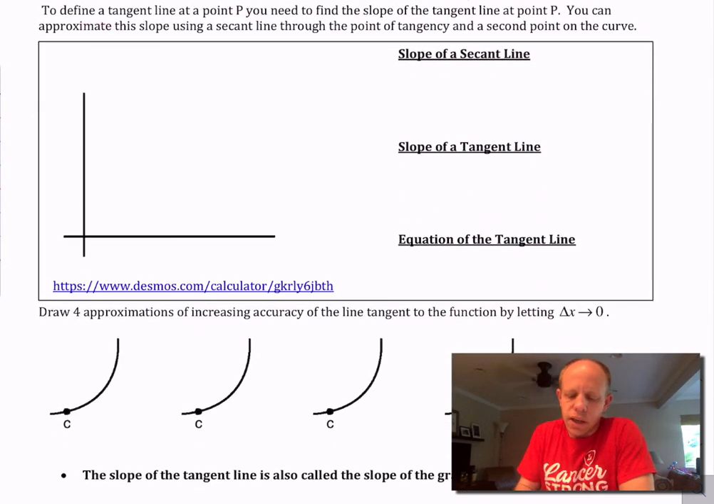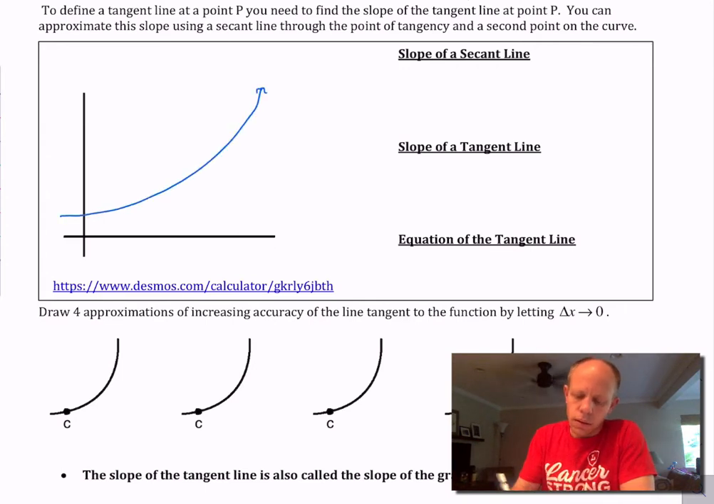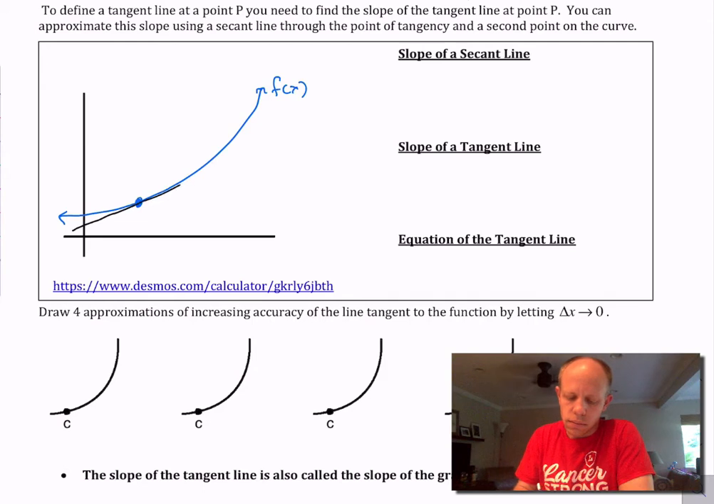So to define a tangent line at a point P, you need to find the slope of the tangent line at the point P, and you can approximate the slope using a secant line through the point of tangency and a second point on the curve. So I'm going to go ahead and just draw a curve here. We're going to call this f of x, and we're going to talk about the point of tangency at this point right here. Okay, so we're going to go ahead and draw that tangent line to the curve right there. Okay, so this is my tangent line.